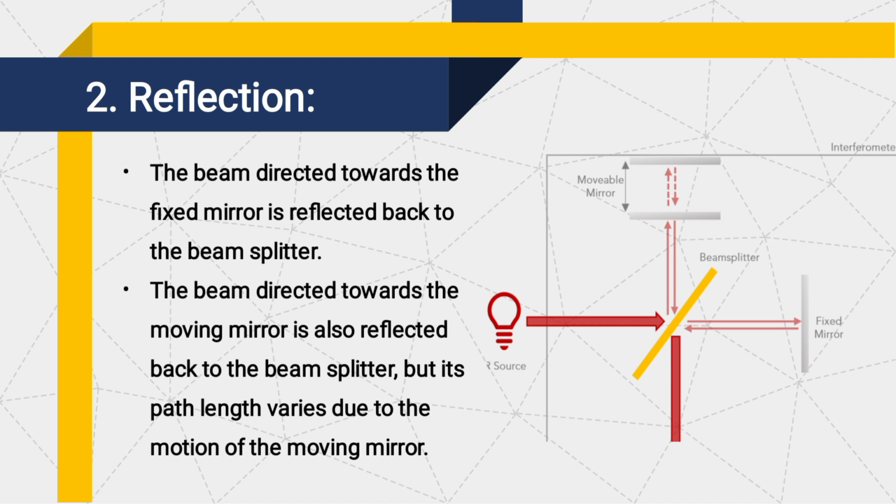This phenomenon is reflection. The beam directed towards the fixed mirror is reflected back to the beam splitter. As I discussed earlier, it is reflected back, but its path length varies. Why does it vary? Due to the motion of the movable mirror. It moves back and forth, and we can tune or control the wavelength or interference pattern by the movement of this movable mirror.